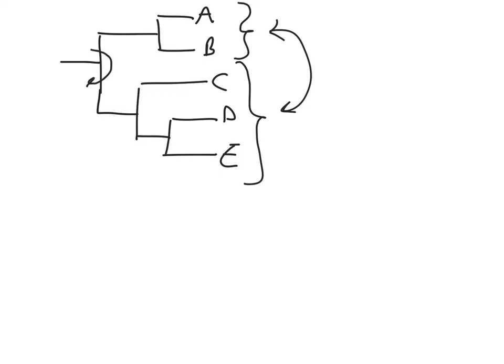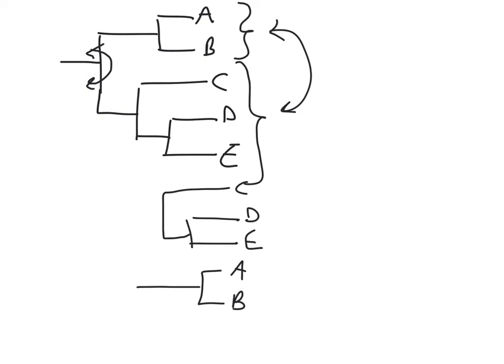It's basically rotating the tree right there. So taking the whole tree and rotating it. So what would that look like? We put A and B down here. We put C, D, and E up there. So do those two trees represent the same topology, the same shape, the same relationships between all of the species, or did I screw up?